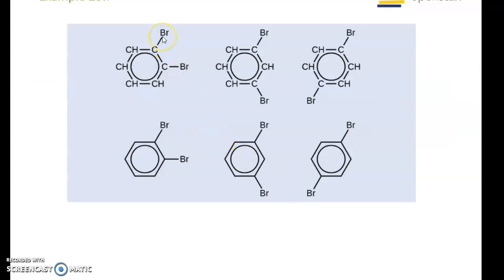Here, when you have other substituents on here, this would be 1,2-dibromobenzene. This would be 1,3-dibromobenzene, and this would be 1,4-dibromobenzene. Or you could call it ortho, meta, or para, but it's best to use it just that way.